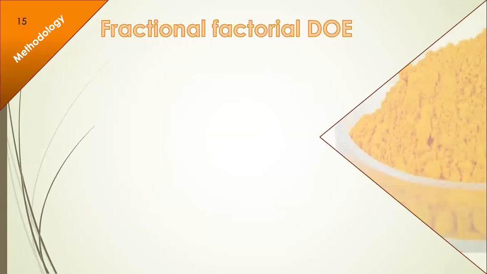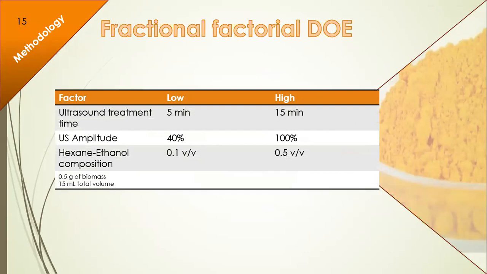We also ran a fractional factorial design of experiments to check the effects of 3 factors, which were ultrasound treatment time, ultrasound amplitude, and hexane:ethanol composition of the solvents. We used a two-level factorial design, and instead we put half a gram of biomass and 15 milliliters of total volume.